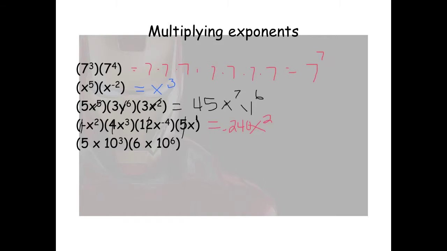So now if we're trying to evaluate these, where we're basically multiplying one number in scientific notation times another number in scientific notation, I see that there are two bases that are the same, the tens. When multiplying, we keep the base and add the exponents. So it's going to be 10 to the 3 plus 6, which is the 9th power. And then all we have to do is separately multiply our two numbers. 5 times 6 is 30.